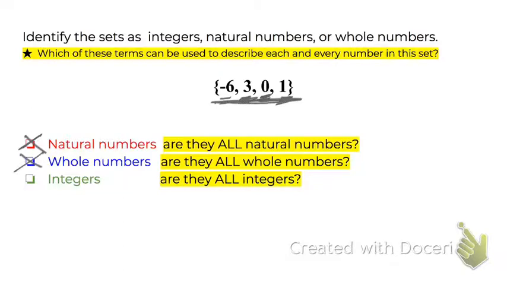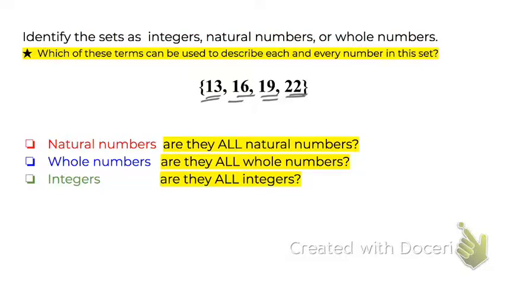Integers. All of these are integers. Positive, negative, 0. So it would be integers. So they're asking each and every one of them has to be, like for this one, are these all natural numbers? Yep, that's natural. That's natural.